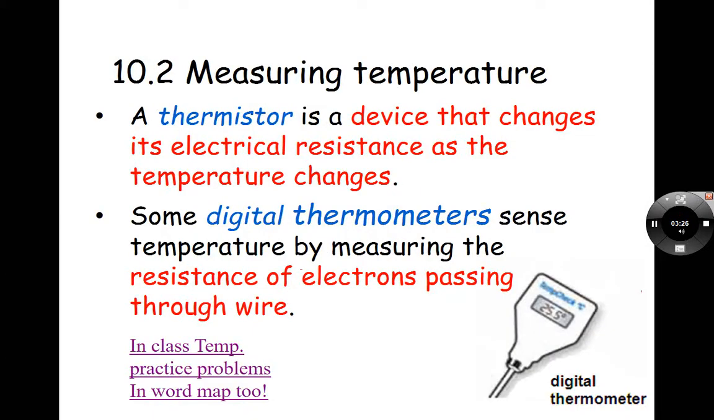Now, most of you are used to what they call thermistors, or some type of digital thermometer. And a thermistor, you need to know this, is a device that changes its electrical resistance as temperature changes. Digital thermometers sense temperature by measuring the resistance of the electrons passing through the wire. We'll also be talking today about what this resistance to flow is. This resistance to flow is basically viscosity, and they're moving at a certain pace because they're attracted to each other, and as they move faster and faster, there's less of that intermolecular force being shared.